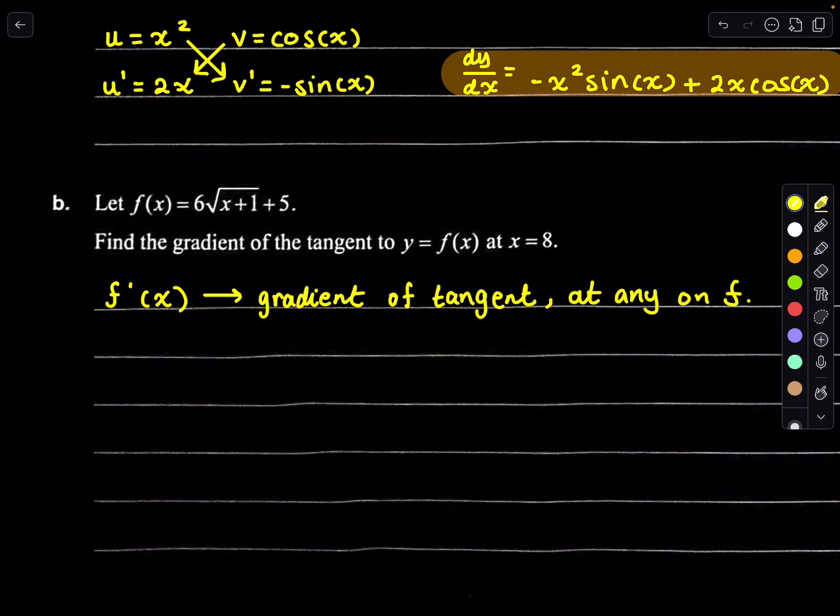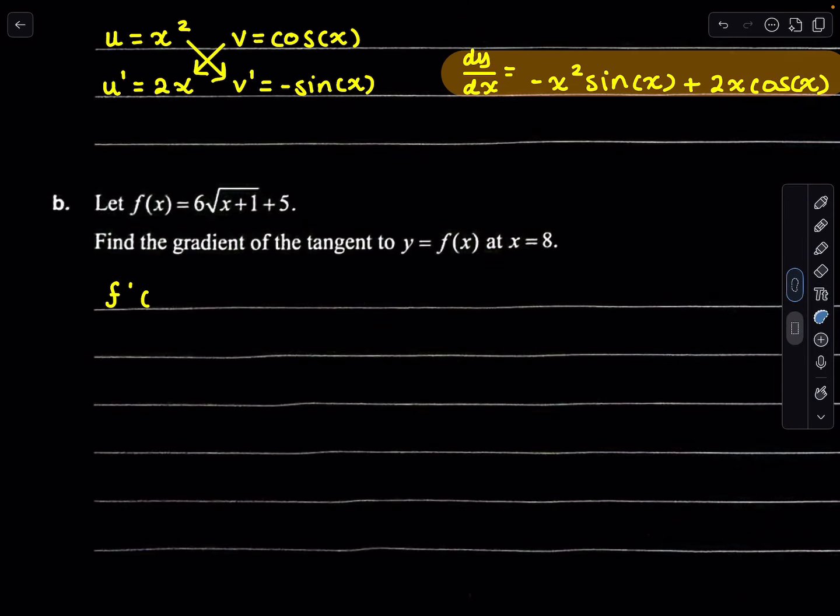So imagine, it says find the gradient of a tangent of f of x at specifically the point 8. So you're basically just finding f dash at the point 8. So the derivative at 8. The gradient of a tangent at 8. Make sense? This is what we're basically trying to find, but they've just reworded it differently, of course.